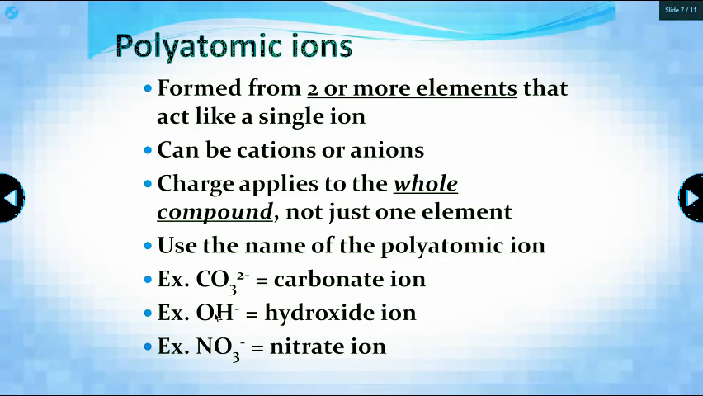To name these, it's super easy. You just look at the name on the back of your periodic table. That's it. So if you wanted to name CO3 2-, it's just called a carbonate ion. If you want to name OH-, it's just called a hydroxide ion. NO3- is called a nitrate ion.